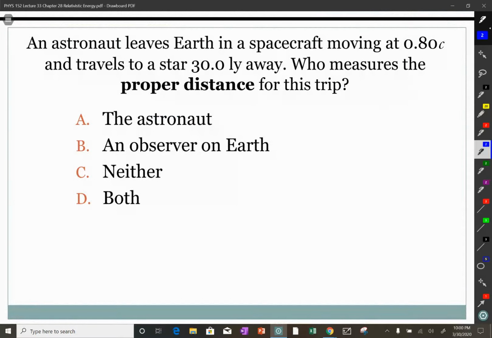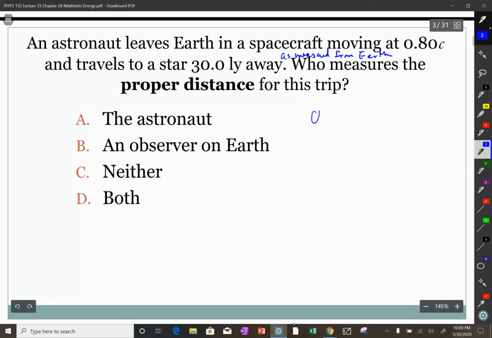Second, I think we already had this problem, but just to make sure we understand the proper length, an astronaut leaves Earth in a spacecraft moving at 0.80 c, that's 0.8 times the speed of light, and travels to a star 30 light years away as measured from Earth. It's always important to get those reference frames for measurements. Who measures the proper distance for this trip?